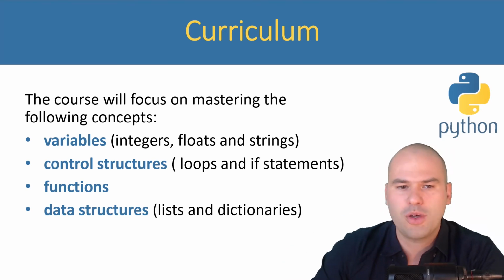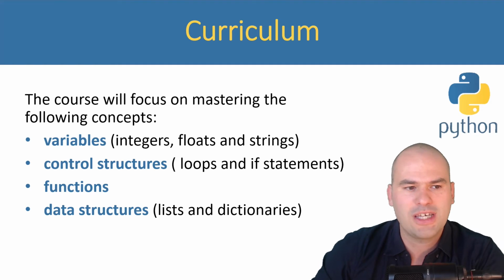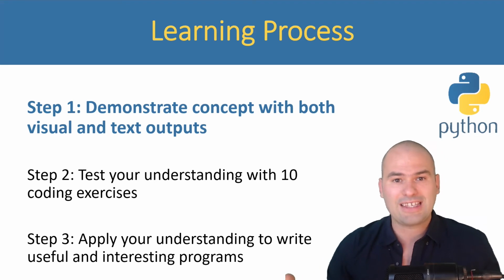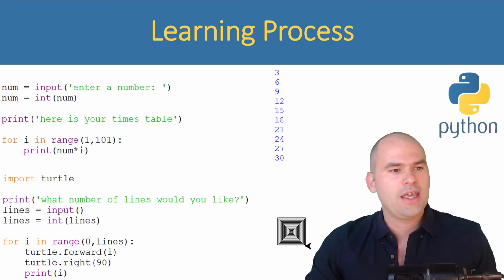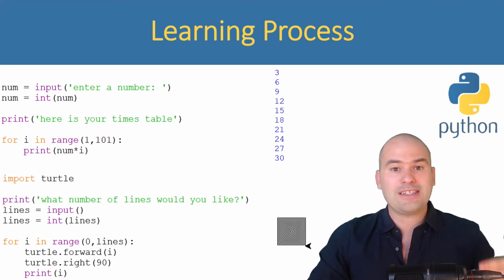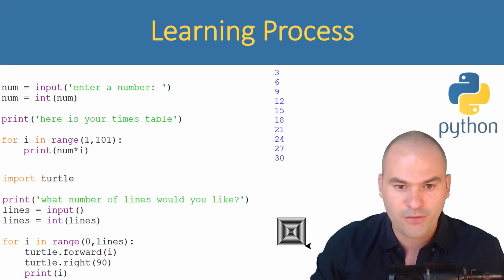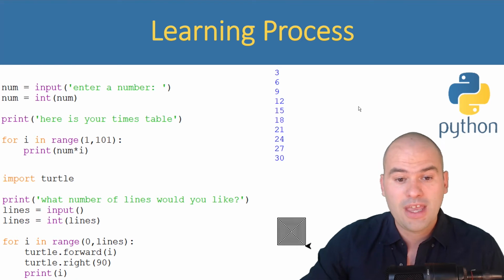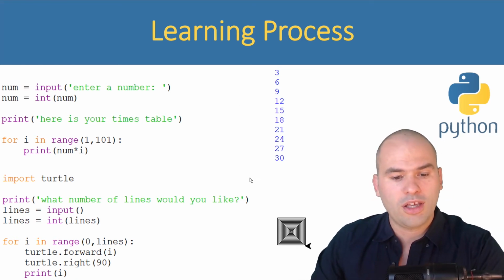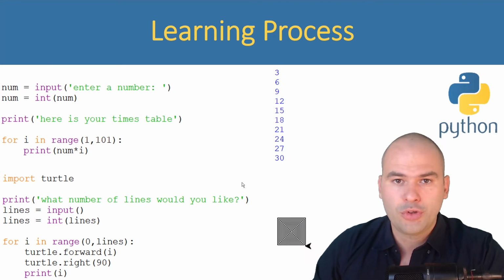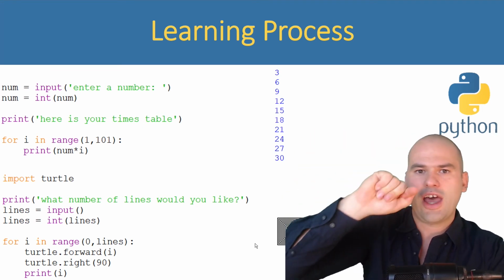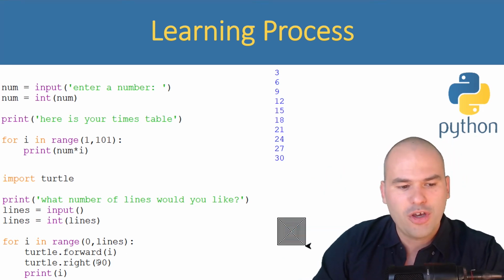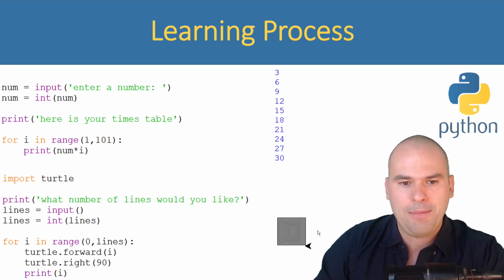For each of these concepts, we're going to go through this learning process. We're going to start off by demonstrating that concept with both visual and text output. For example, here are 2 programs. They are the simplest possible examples for a for loop in Python. The first one is going to give us a text output. It takes in a number and returns a times table. The second one will use Turtle, which is drawing software, to draw a set of lines, every one slightly longer. And this is also going to use the looping variable i in a different visual way.